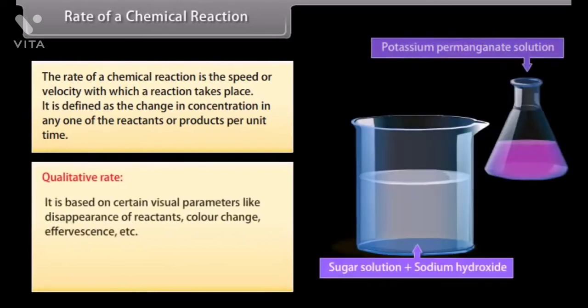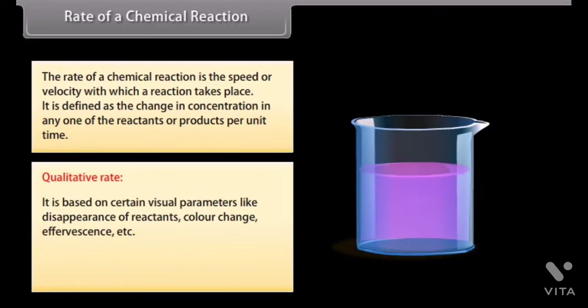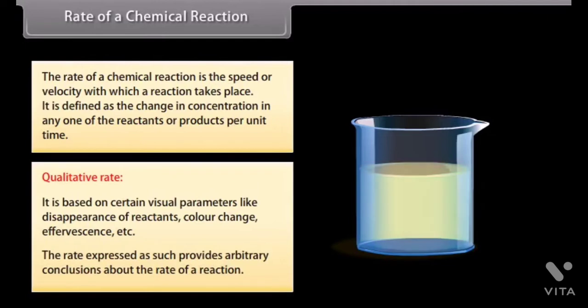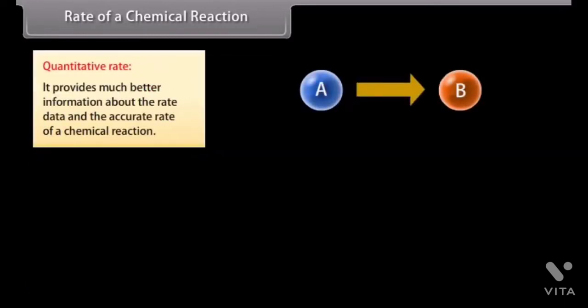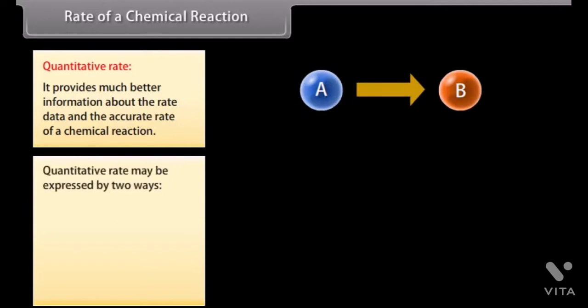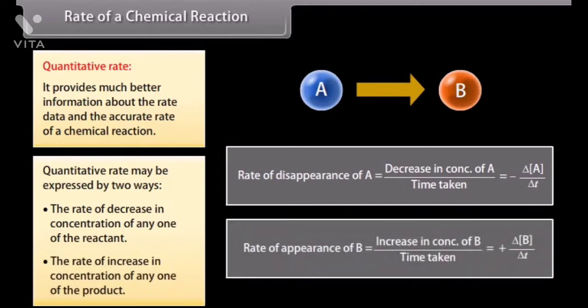Qualitative rate. It is based on certain visual parameters like disappearance of reactants, color change, effervescence, etc. The rate expressed as such provides arbitrary conclusions about the rate of a reaction. Quantitative rate. It provides much better information about the rate data and the accurate rate of a chemical reaction. Quantitative rate may be expressed in two ways: the rate of decrease in concentration of any one of the reactants, or the rate of increase in concentration of any one of the products.